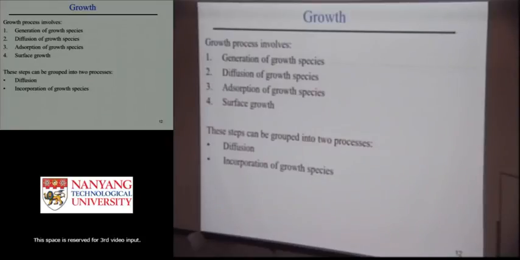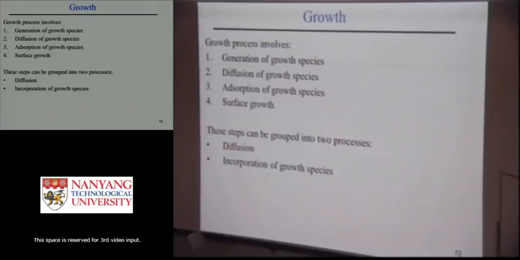So by definition, it depends on which of the steps is the slowest one. If it's the slowest one, all the other 3 steps have to wait for it to finish in order to finish one growth cycle. That slowest step becomes the so-called determining step, or the controlling step. Whichever step is the slowest, the other steps have to wait for it to finish. So that slowest step, we call the controlling one. We can group this growth process into 2 processes.